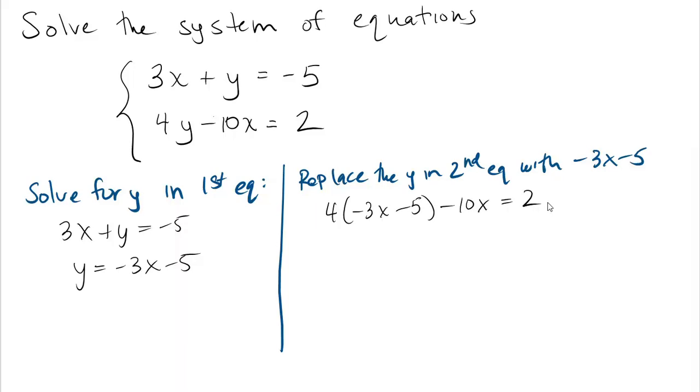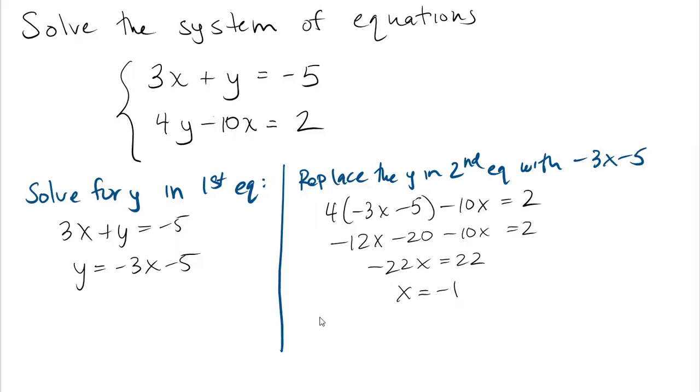And now we'll just solve this for x. We get negative 12x minus 20 minus 10x equals 2. Collecting like terms, we get negative 22x, and adding 20 to both sides, we get 22. So x is equal to negative 1.